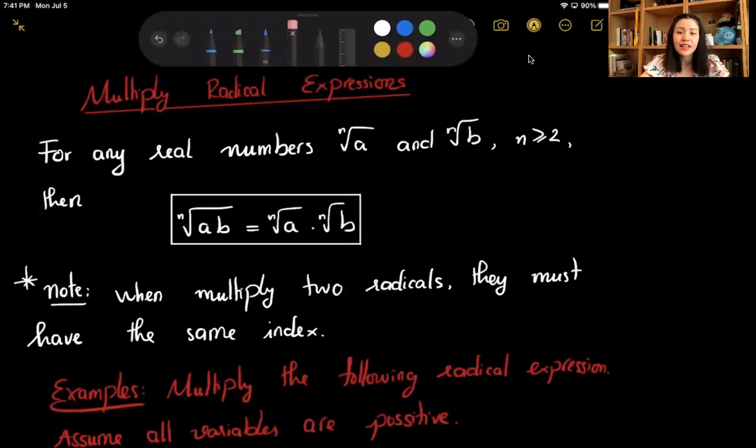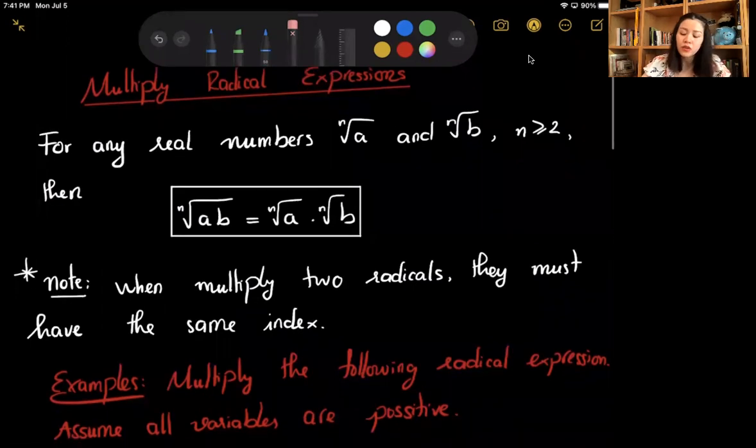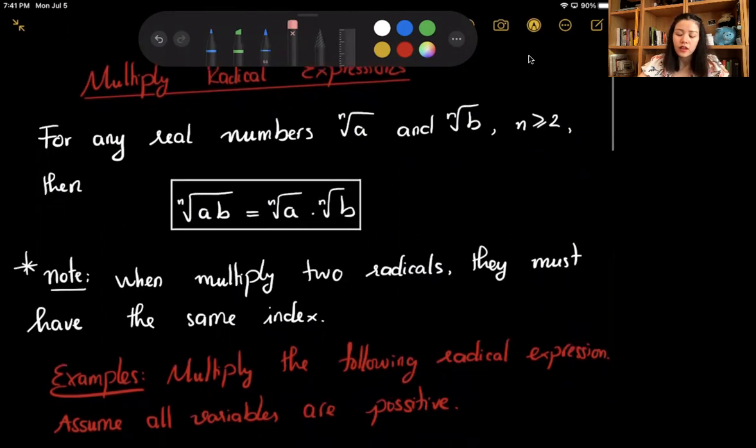Hi, today's lesson we're going to focus on multiplying radical expressions. For any real numbers, n root of a and n root of b, where n is greater than or equal to 2, the n root of a times b is equal to the n root of a times the n root of b. And it also works the other way around, right? So if you have n root of a times n root of b, you can bring it under one root, which is n root of a times b.